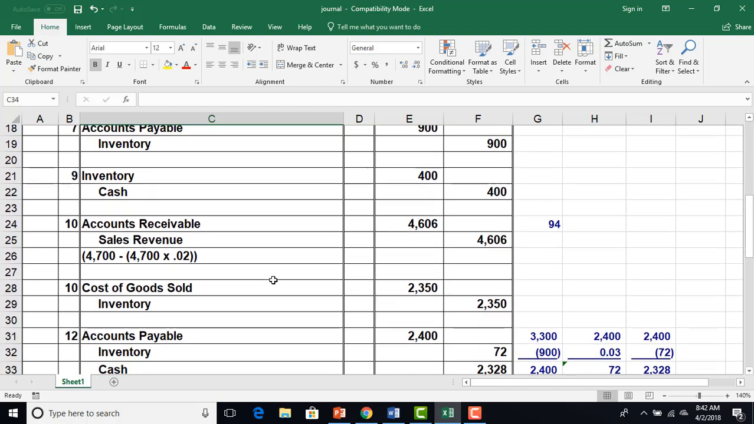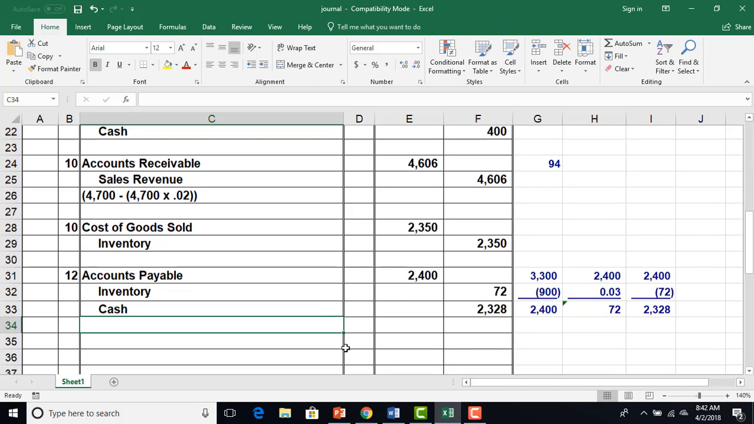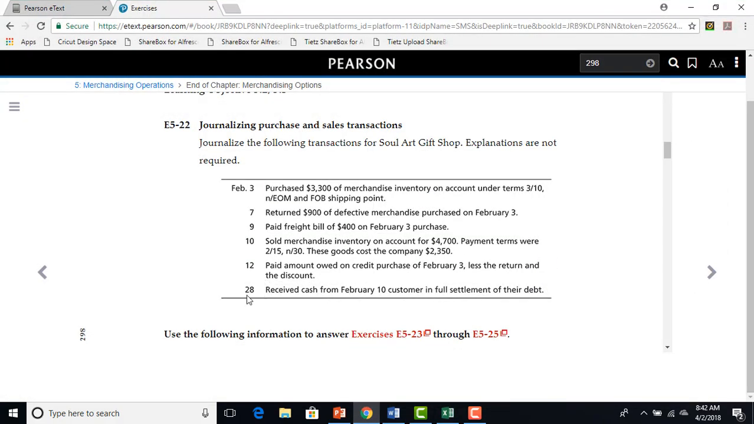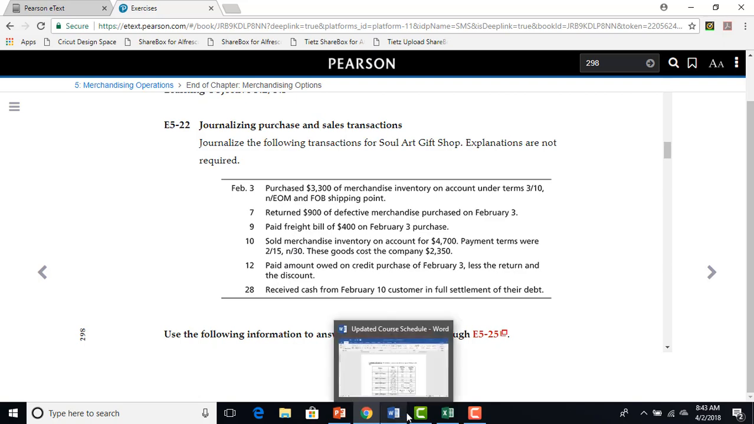All right, great. Looking back at the problem, there's one more transaction here. On the 28th, it says we received cash from that February 10th customer in full settlement of their debt. Looking back at the 10th, I gave them terms of 2/15, net 30. That means they got 2% off if they paid within 15 days. However, they did not. It's the 28th, 18 days later, so they're not going to get that 2%. But the problem is I already recorded that 2%, I already took it off the top. So let me show you how we work with that.